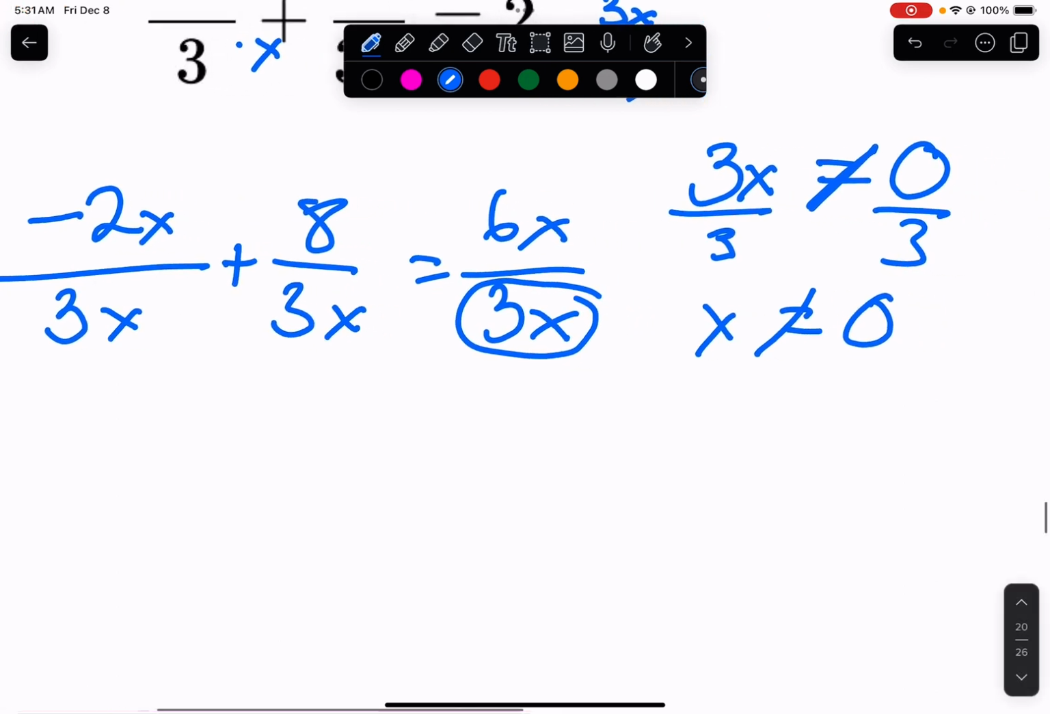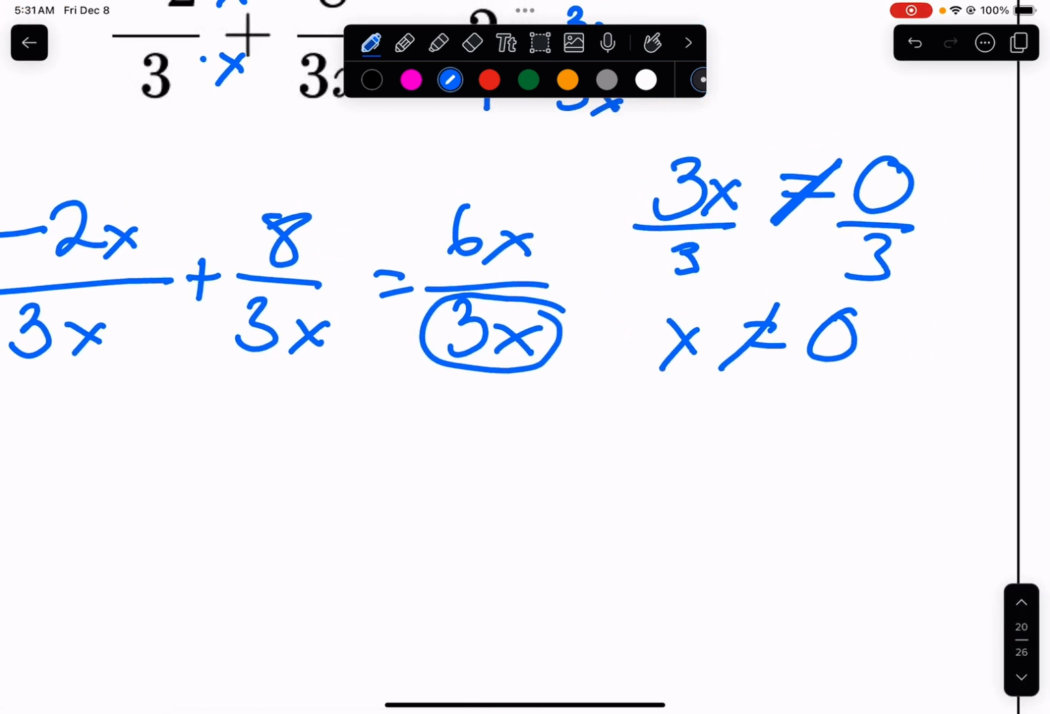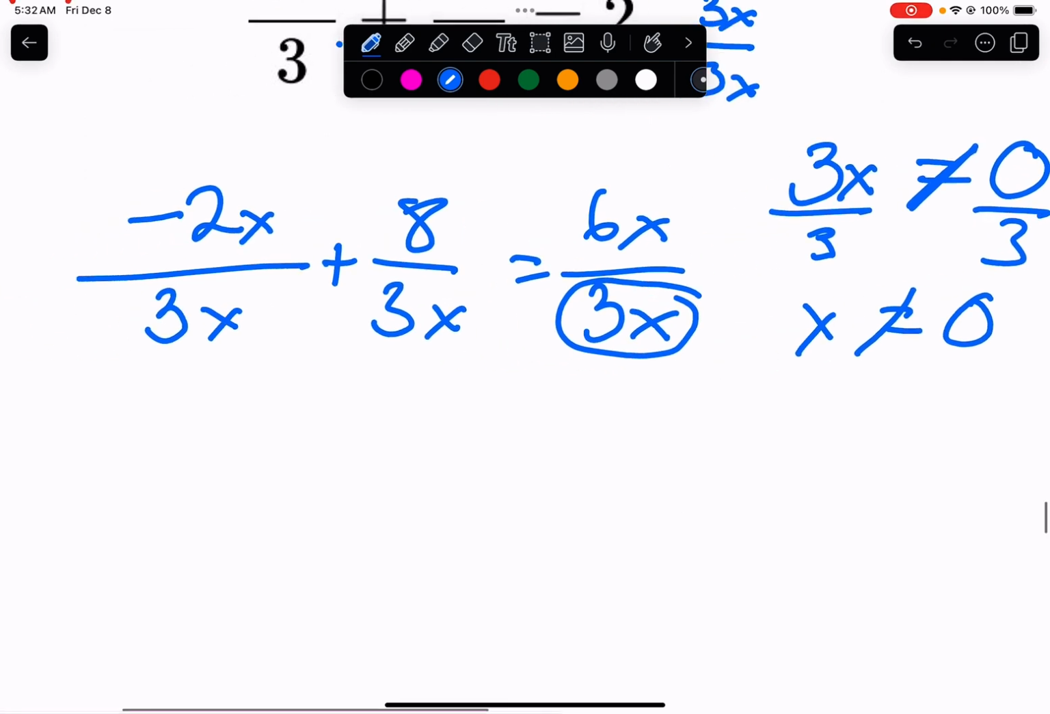So I always recommend that once you get your common denominator, you set it equal to 0 and find out what values x cannot be. We use this at the end once we actually solve the equation. We check our solution or solutions and see if any of them were excluded at this point, and if they were, we have to cross them out.